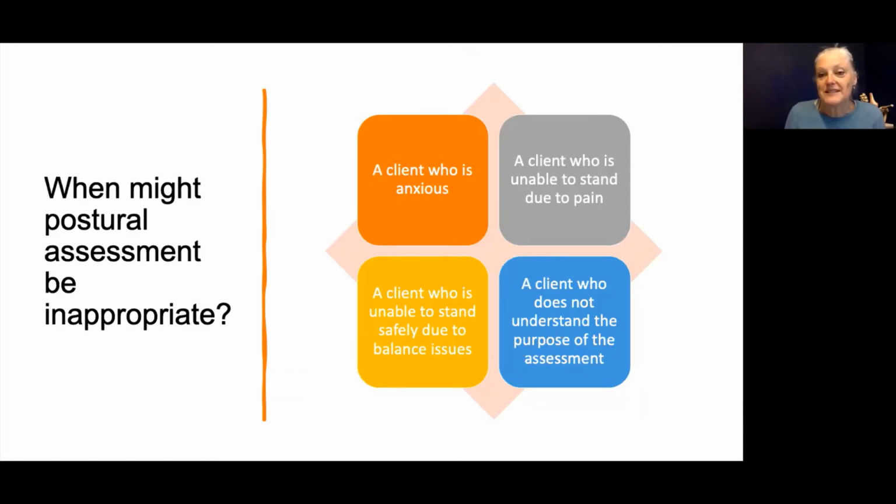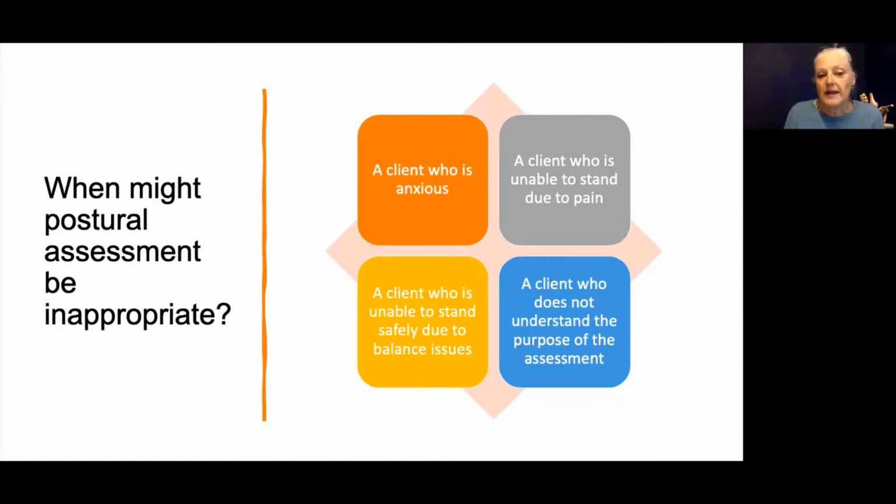If someone can't stand because they've got pain, and today I'm going to show some pictures of people standing to have their posture assessed, then again, that's not appropriate because it is unsafe. And in the yellow box, I've written down that if someone couldn't stand, for example, due to balance issues, they haven't got any pain, but they're quite unbalanced.